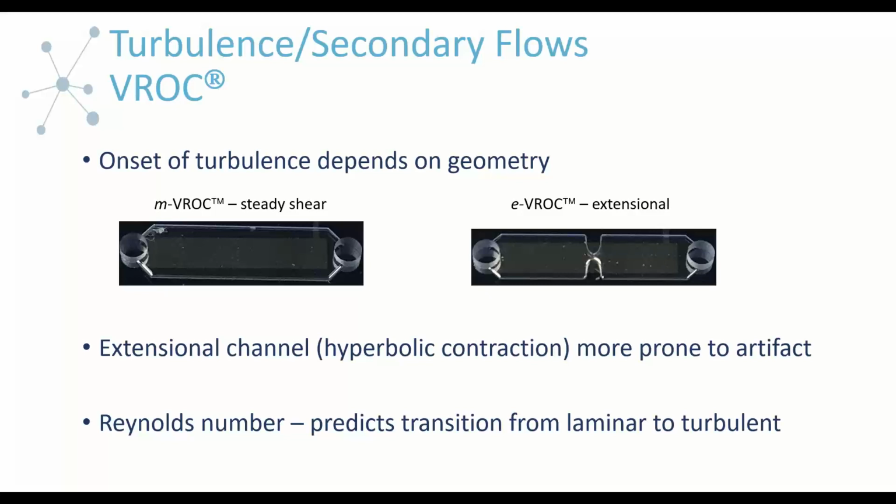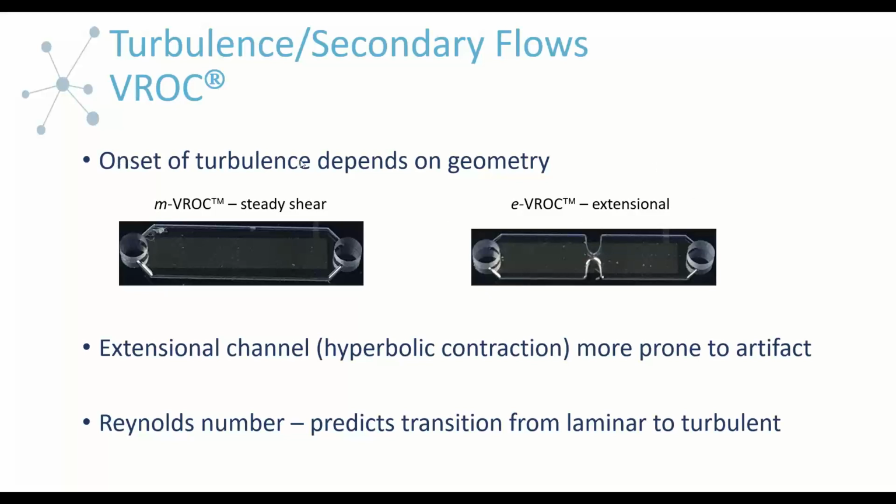Now, you can have turbulent secondary flows in rotational instruments as well. And when we get to the more detailed analysis, you can handle it in a very similar way. But we're focusing on our technology for our discussion here. So in our case, we have two types of flow channels. We have our uniform flow channel, which we use for steady shear measurements, and then we have our flow channel with a hyperbolic contraction, which we use for extensional measurements.